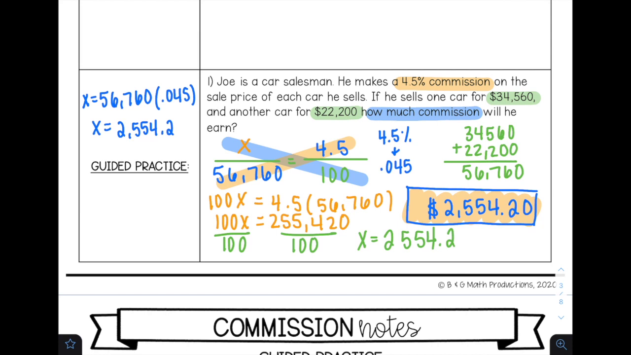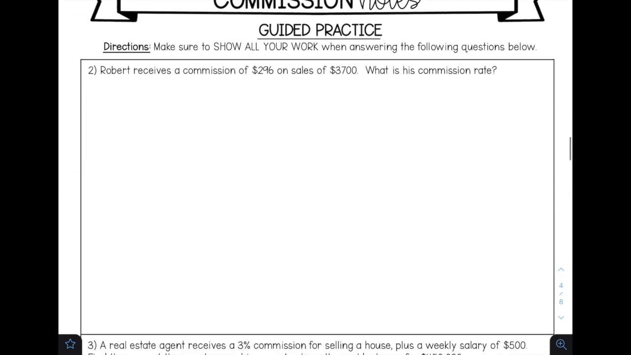Let's try number 2. Robert receives a commission of $296. They're telling you the sales amount and you're trying to find the rate. Anytime you're looking for a percentage, I suggest you use your proportion, so you don't have to convert back and forth between decimals. But I will show you both ways. Let's use your equation first.